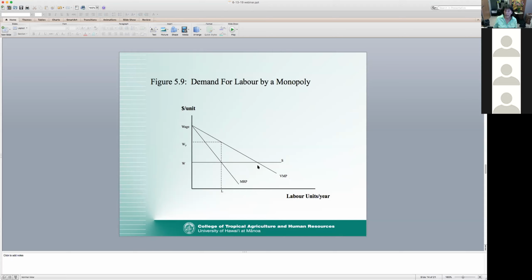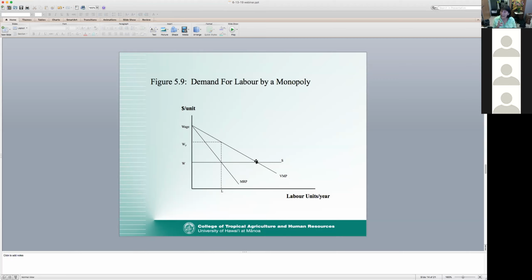Where I'd really like to be is out here. If this was a perfectly competitive market, I'd be right here where the value of the marginal product equals supply. But if I'm the only buyer, I actually make more profits if I stop right here. This is why we don't like monopolies. They stop here and we want to be here.